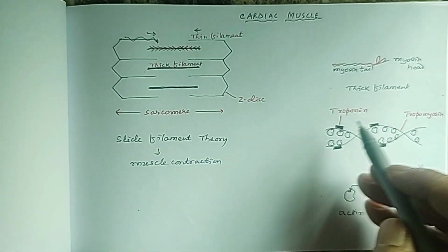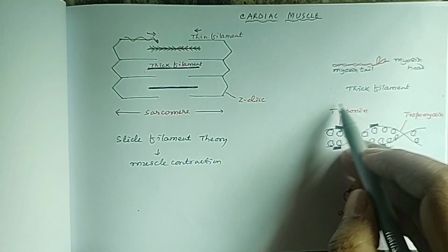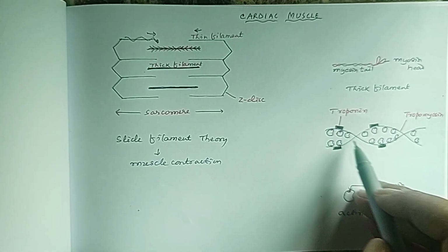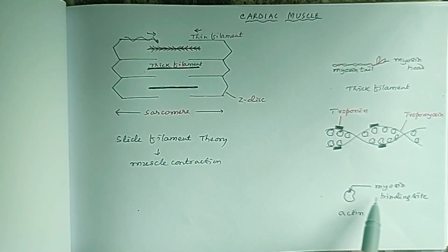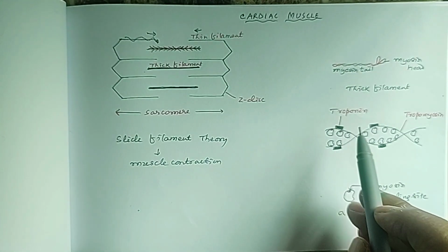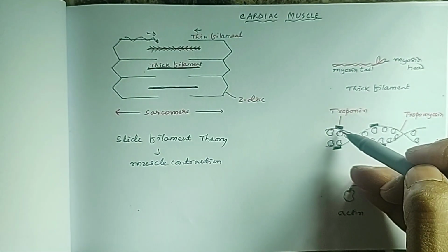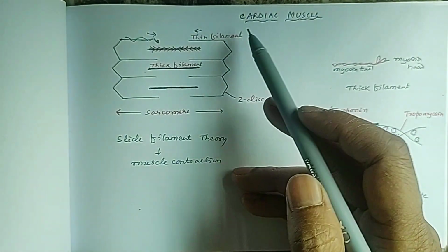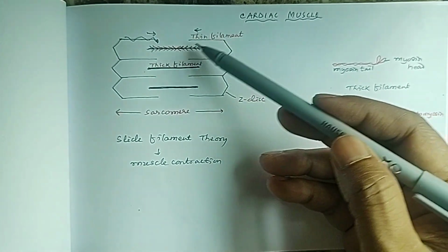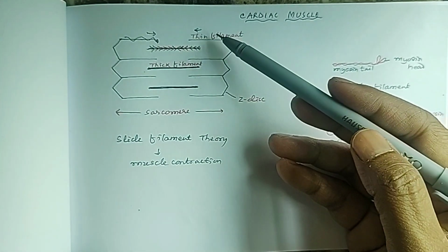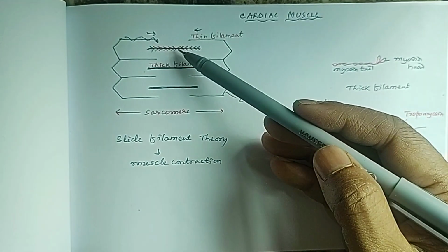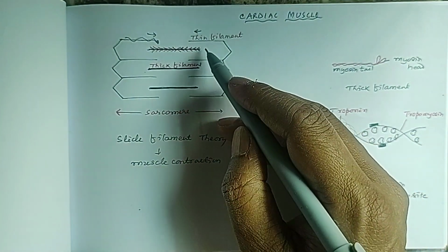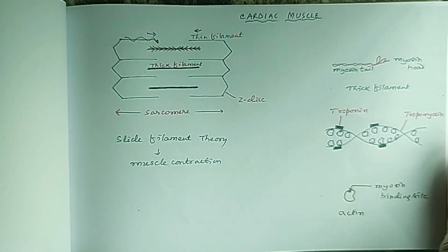And how does it occur? Calcium has the affinity to bind with troponin. When calcium binds to troponin, troponin displaces tropomyosin. The myosin binding sites of actin are exposed. Then that will bind with the myosin heads, and there will be movement of the thin filament towards the thick filament. Sliding filament will be there. Sliding of the thin filaments towards the thick filament will occur. The Z discs will move towards each other, and there will be contraction of the cardiac muscle.